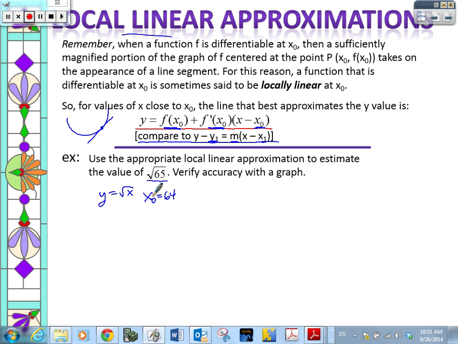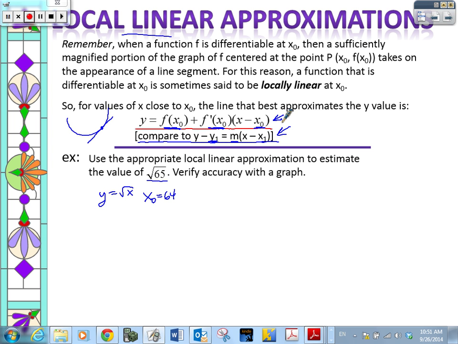All right, so we have our function and we have our x naught. So now we need to go about the task of writing our tangent line. So what do we need to write a tangent line? Or, if you want to use this fancy notation and confuse people, you can use that. What do we need to write a tangent line? We need slope and a point, right?